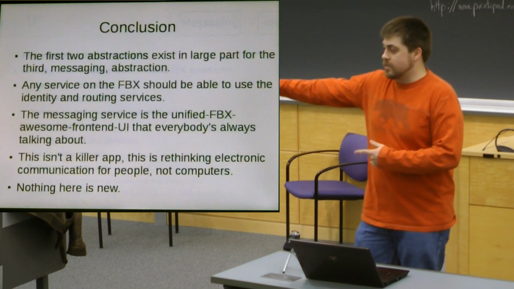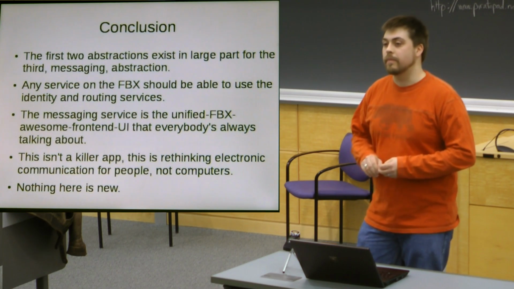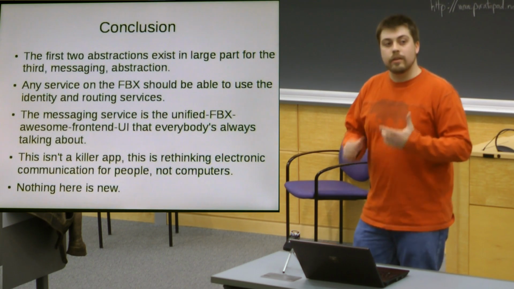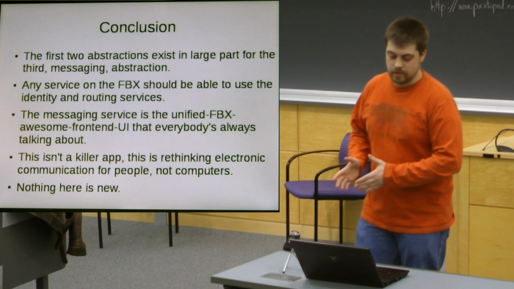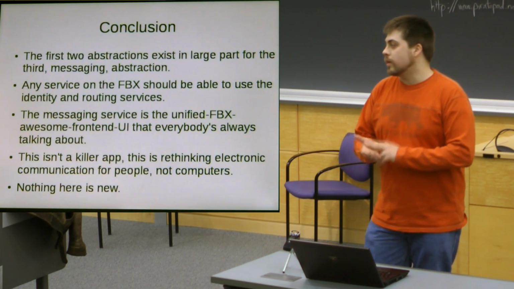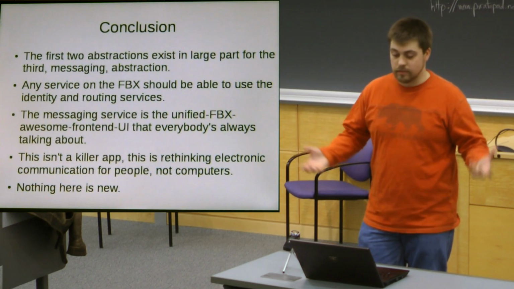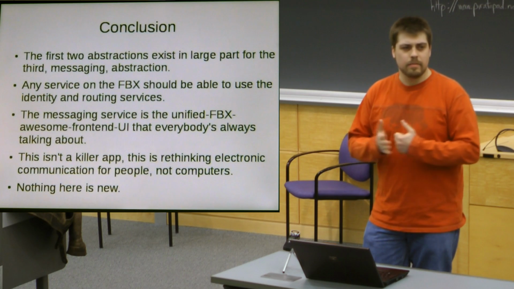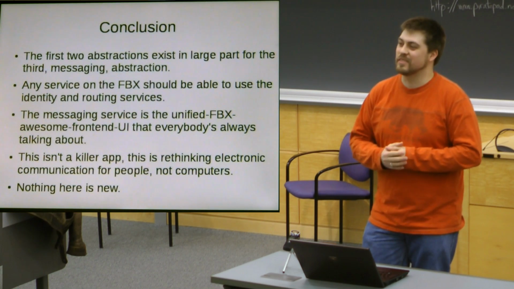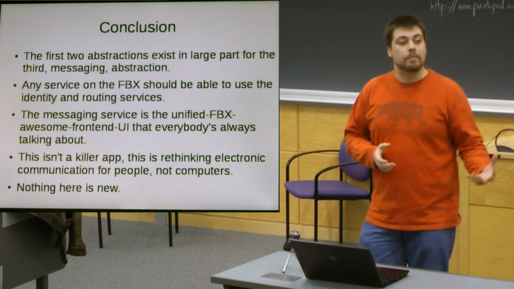The conclusions are here on the next slide. The first two abstractions exist in large part for the third. The identity and routing layers are great by themselves and probably fairly important, but we aren't using them fully if we don't bring that simplicity back to the user. Any service on the FreedomBox should be able to use the identity and routing services. Routing could certainly function as a proxy, mapping a name to any IP address or a hidden service and so forth. The messaging service is basically that magic front end that everybody keeps talking about, that we have like three or four examples of on the user interface page, I think.